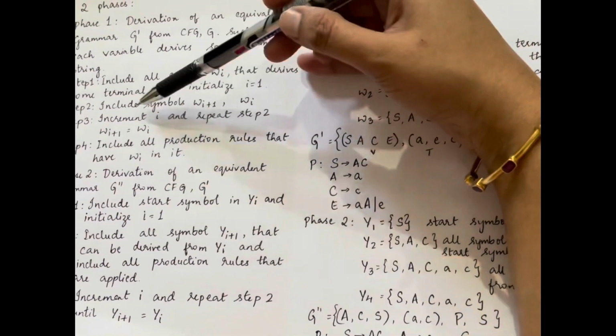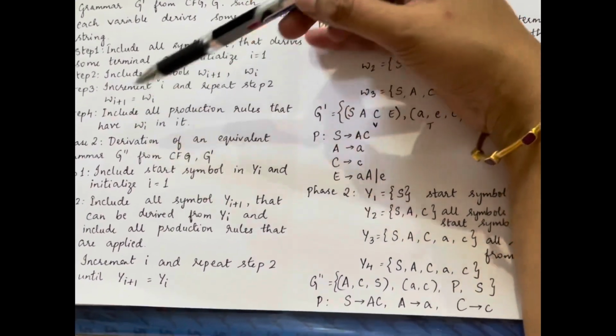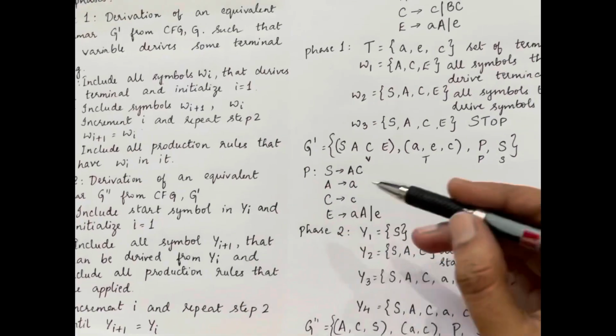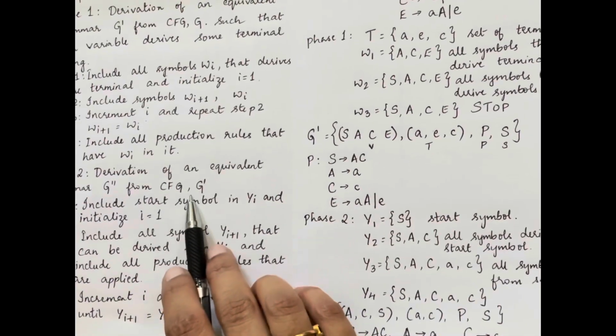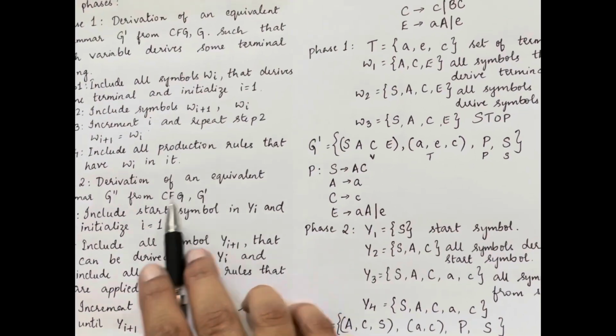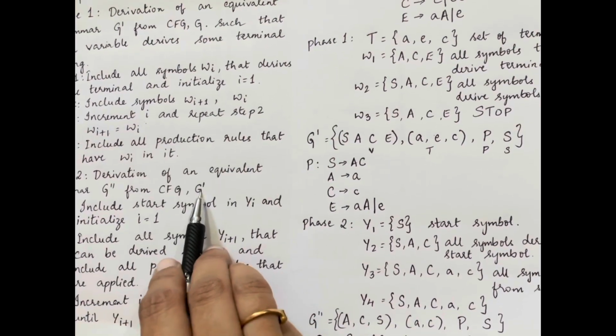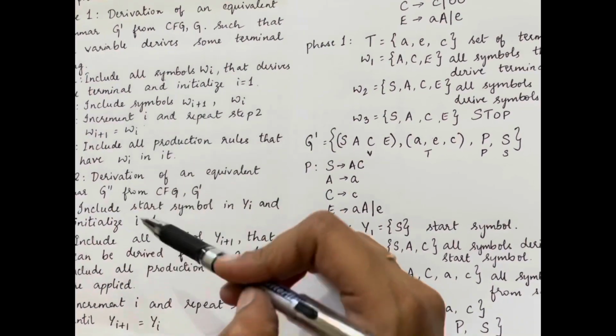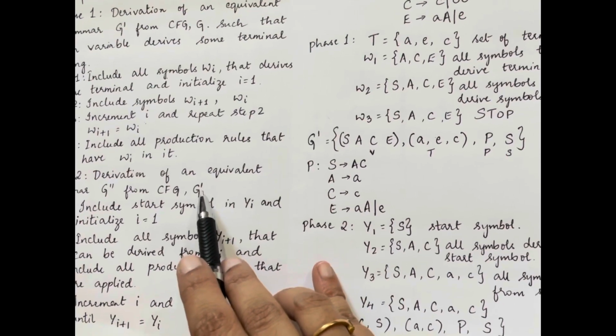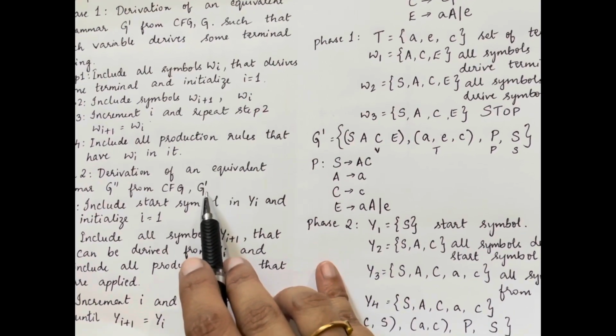Then your phase 2 is nothing but derivation of an equivalent grammar G double bar from the context-free grammar G bar. That is, the G bar you arrived at in phase 1 is taken ahead for your phase 2, and from that you will derive G double bar.